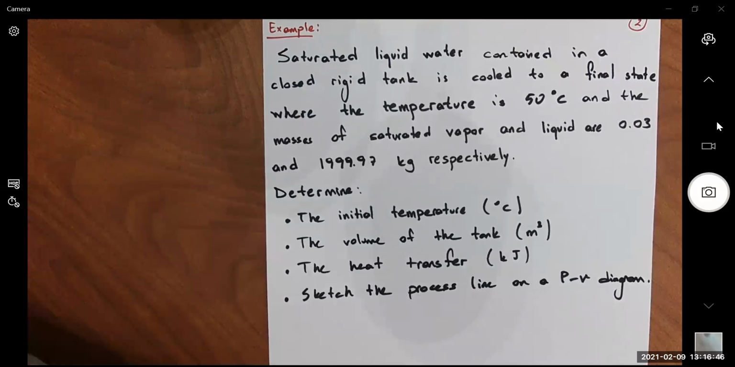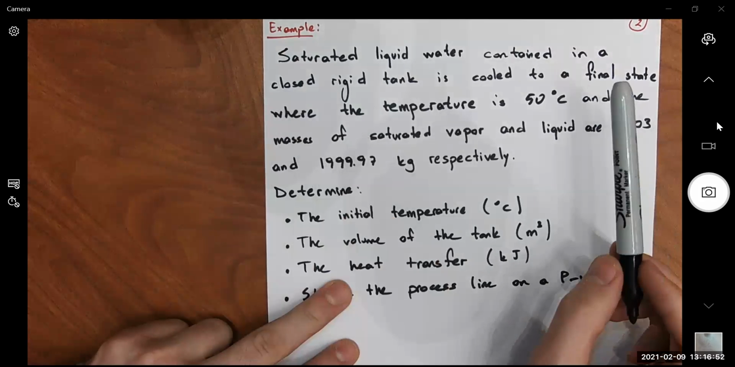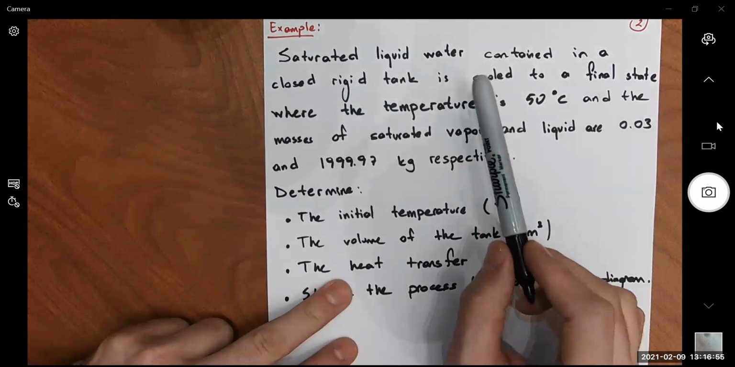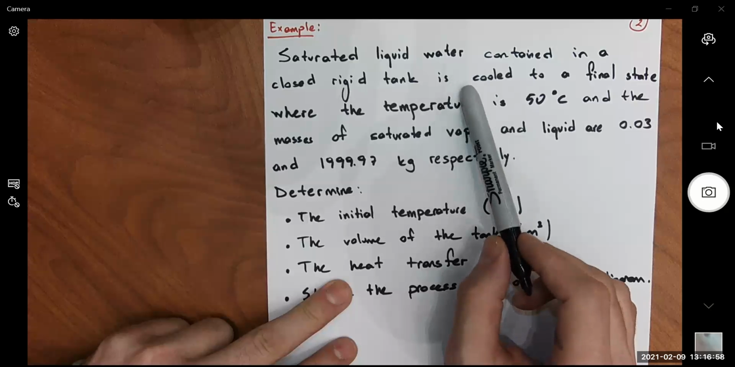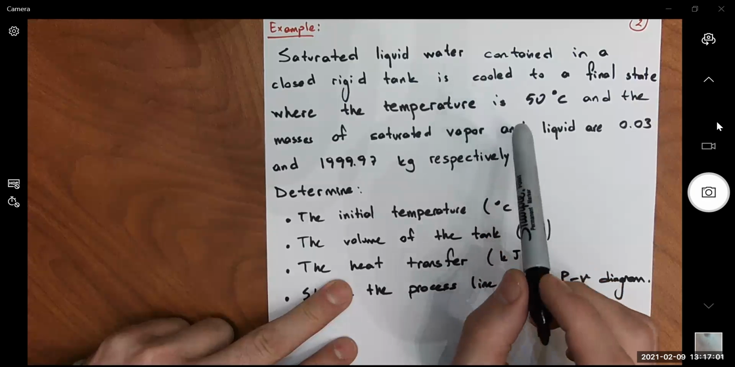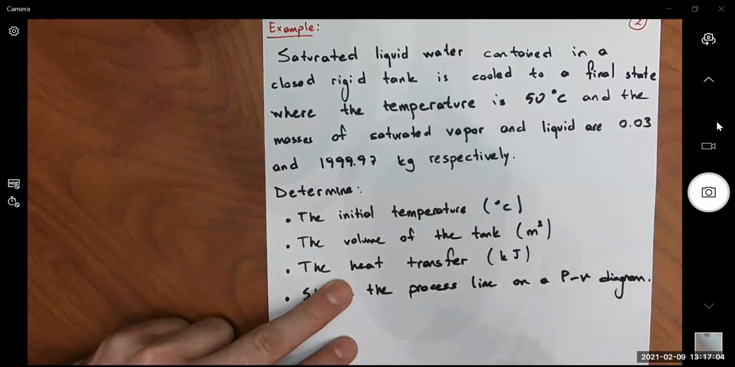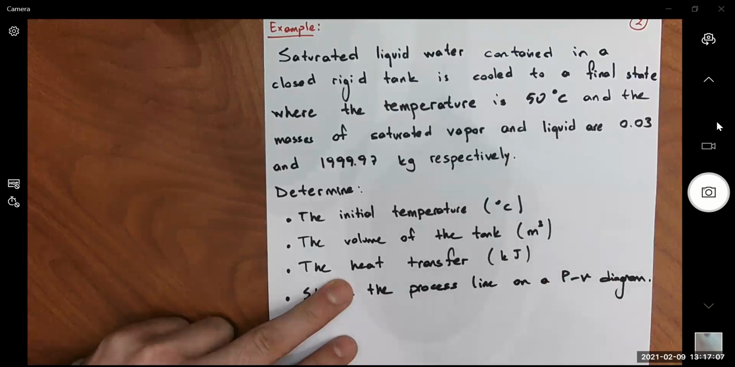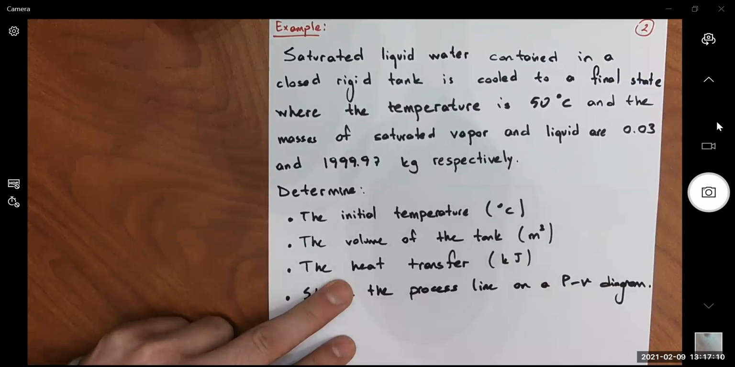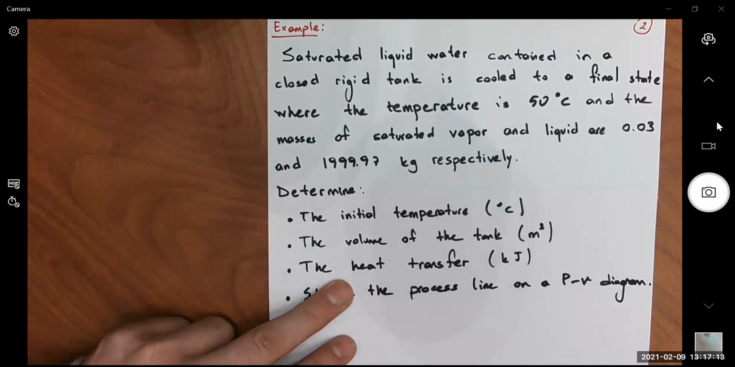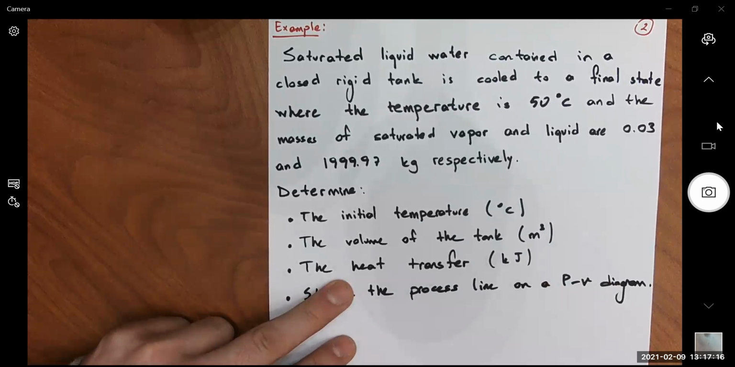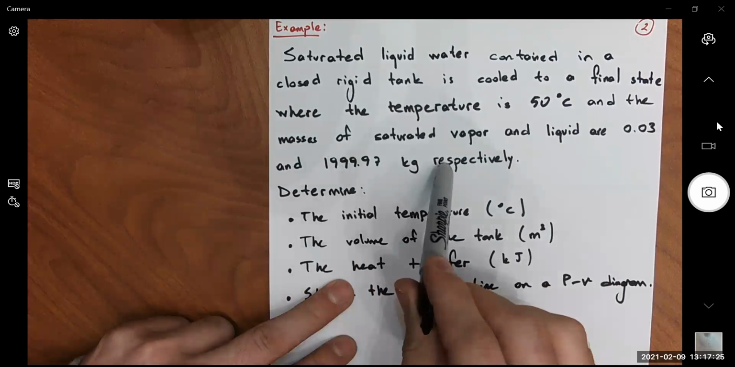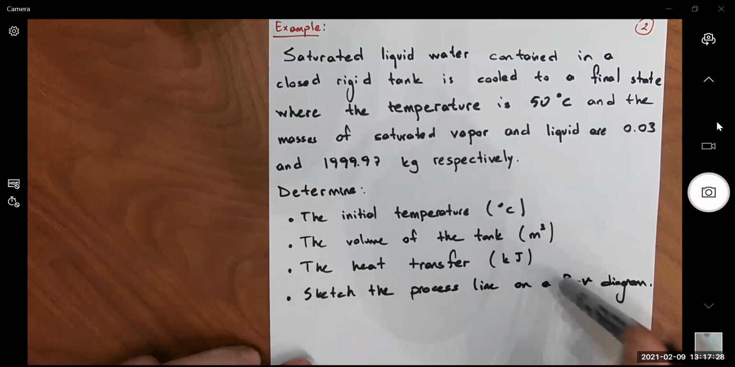All right. It's a closed system, and I have water as a pure substance. Right? What was a pure substance? A pure substance is a substance that changes phase under certain conditions. Okay? From compressed liquid to superheated vapor, or wet vapor to saturated vapor, or from superheated vapor to compressed liquid. Depends on the condition. In this case, we have saturated liquid water contained in a closed rigid tank.